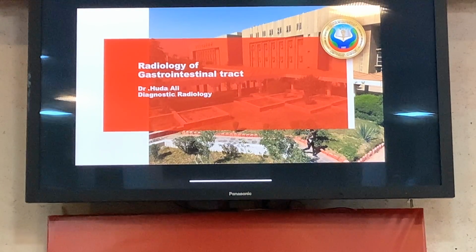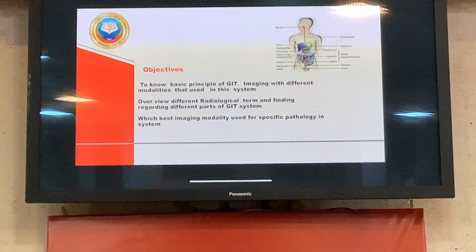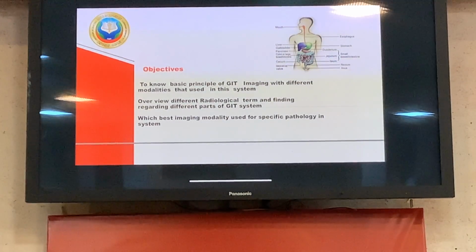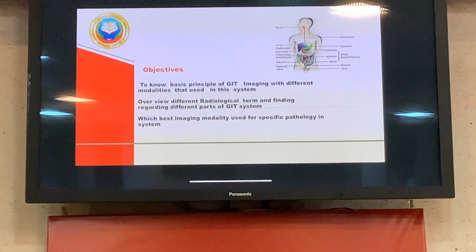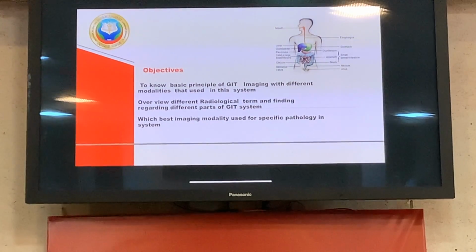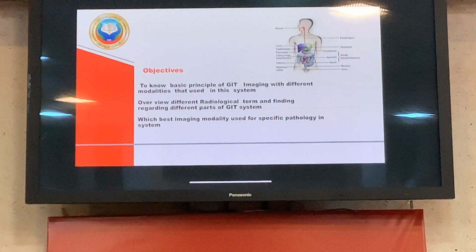And now today, radiology of the gastrointestinal tract. The objective of this lecture is to know the basic principles of GIT imaging with the different modalities used in this system, and to overview the different radiological terms and findings regarding the different parts of the GIT system, and which imaging modality is best used for specific pathology. So the question: what types of modalities are now used for this system?